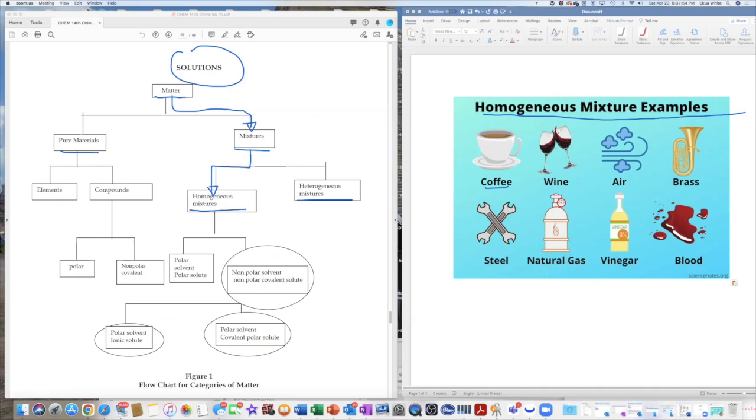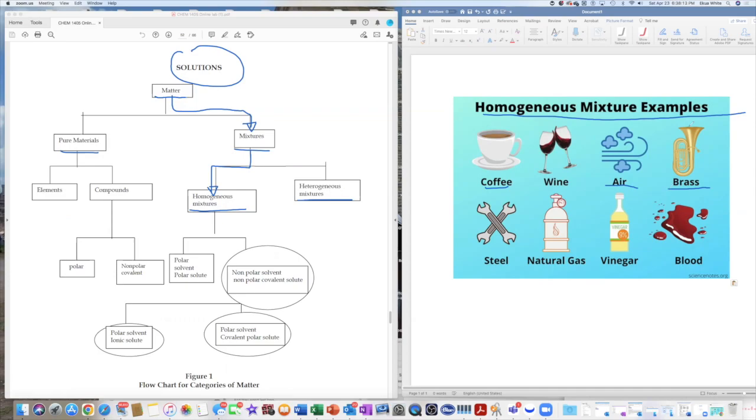Over here, wine, once again, is a mixture of a lot of different chemicals in the wine solution. We know it's a mixture, but it's homogeneous because it appears uniform. Air, even though we cannot really see the components of air with our naked eyes, we recognize it's a mixture of gases based on experience.